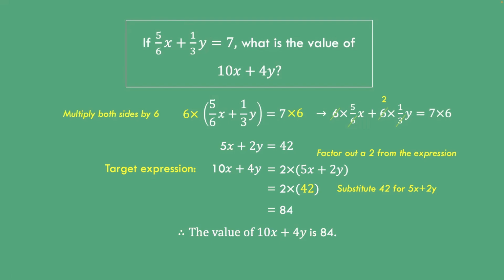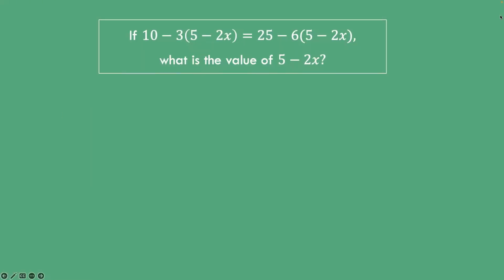By first simplifying the initial equation and then recognizing the scale relationship between the two expressions, we are able to solve the problem efficiently. Next example: if 10 minus 3 times the quantity (5 minus 2x) equals 25 minus 6 times the quantity (5 minus 2x), what is the value of 5 minus 2x?